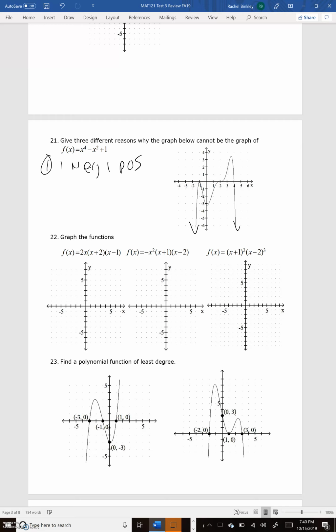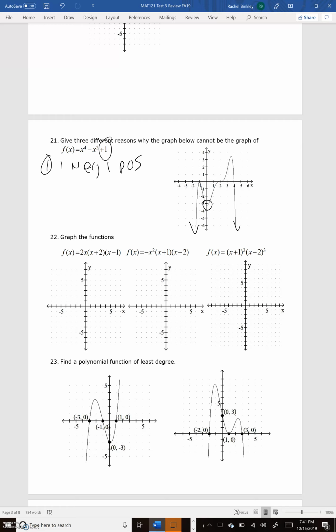Another reason is, let's see. Oh, sorry, I had all of these done before I got you. This has a y-intercept of +1. This has a y-intercept of not +1, whatever number that is. And then I bet one of these x-intercepts is off.